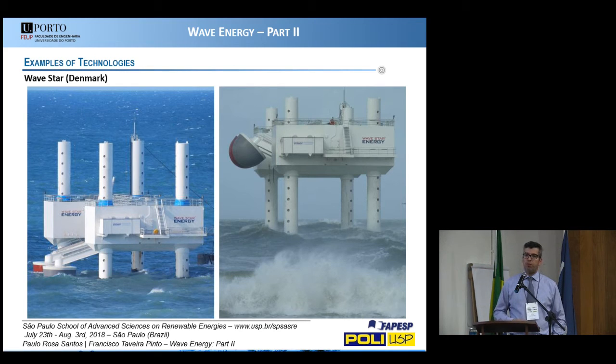And if the wave conditions are very energetic, if we are facing a storm, it is possible to raise those arms and to protect the floaters from the loading. So it's very important to have good efficiencies for operational conditions, but also to survive storms. So survivability is also an important topic for this kind of technologies.